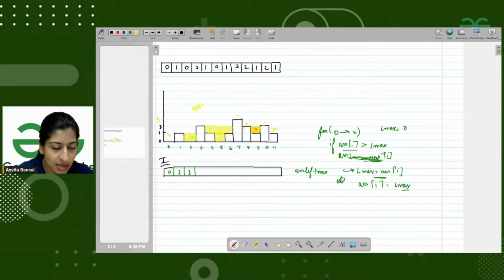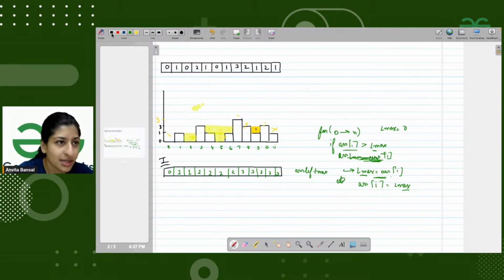Now at index 3, what is ARR of I? ARR of I is 2 and L max is 1. So L max will become 2 now and ARR of I will be 2. That's what you want to do. At this position, your ARR of I is 1 and L max is 2, so for this also the L max would be 2. Now at the 7th index, it will become 3 because the value is 3 in this case. Then for the rest of the indices also, it will be 3 because there is no value greater than 3. So I hope this is clear.